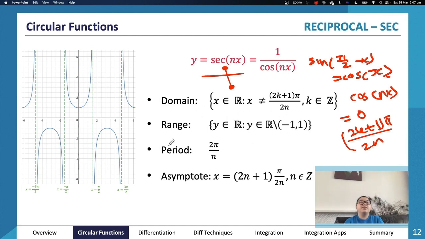Cool. Once again, the range is just going to be everything excluding the space between the minimum and maximum turning points, and that's going to tell us where it is. Alright, so then the period, once again, it's going to be unchanged because putting 1 over something isn't going to change how often this graph repeats. And then we already talked about how the asymptotes work there.